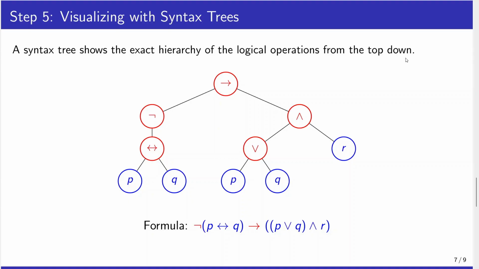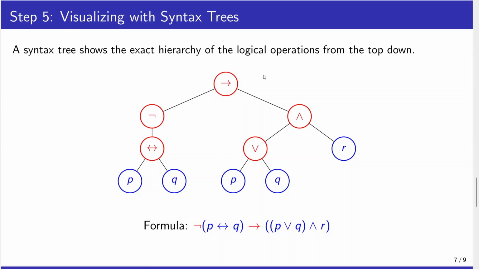Take a look at the diagram. At the very bottom, we have our individual atomic leaves, the P's, Q's, and R's. Moving up, you can see how the variables feed into their immediate operations, the if and only if and the or. Those results then feed upwards into the not and the and. And finally, everything leads to the very top circle, the if-then arrow. This tree perfectly represents the formula written at the bottom of the screen. It is a beautiful visual map of our logic.